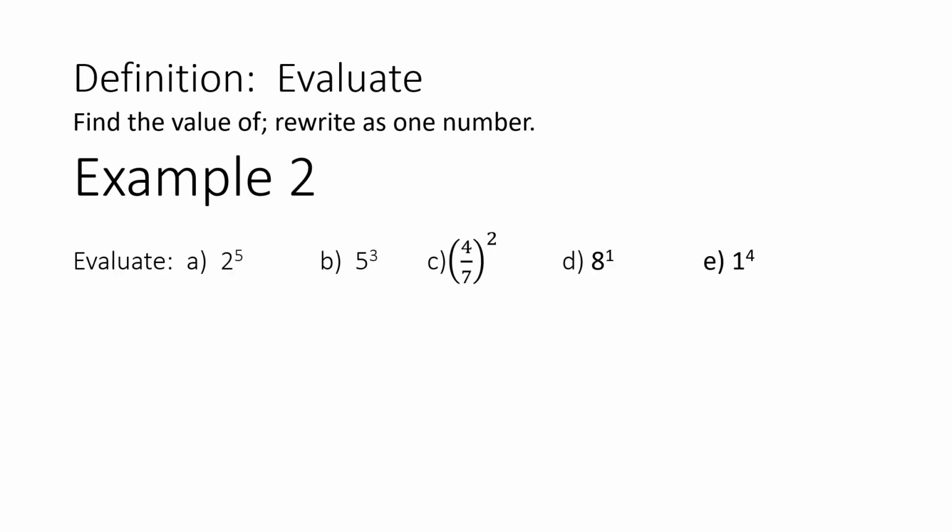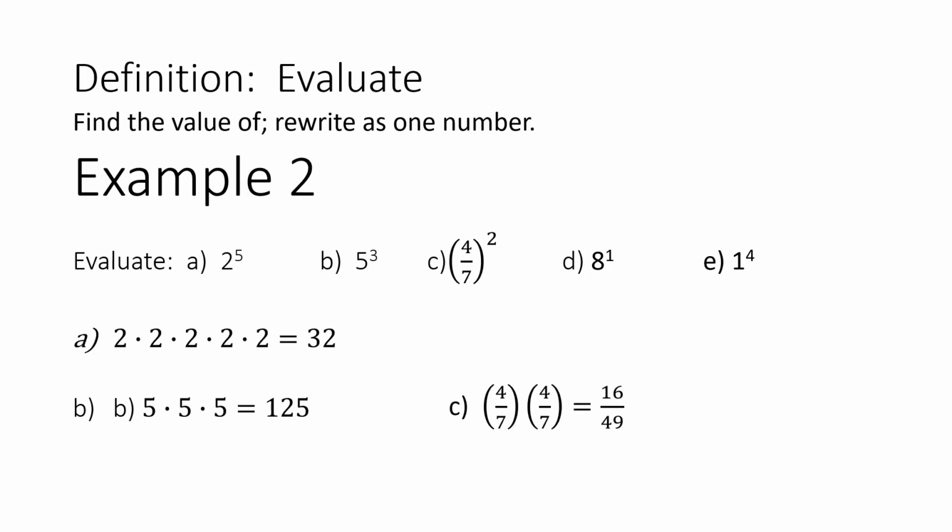Here are some expressions we want to evaluate. In the first one, we have 2 to the 5th power. So I can write that out, 2 times 2 times 2 times 2 times 2, and I find that that is 32. We do similar work with 5 to the 3rd power. 5 times 5 times 5 is 125.